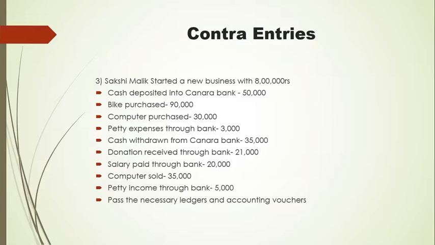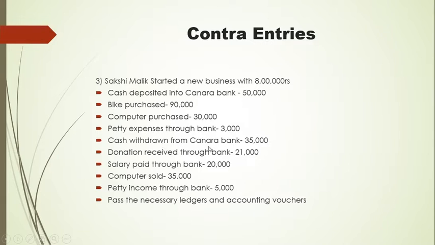Sakshi Malik started a new business with 8 lakh rupees. Cash deposited into Canara Bank 50,000. It comes under contra entry. Bike purchased 90,000. Bike purchased is a fixed asset. Computer purchased 30,000. Computer is also a fixed asset. Petty expenses through bank. Petty expenses is an indirect expense.